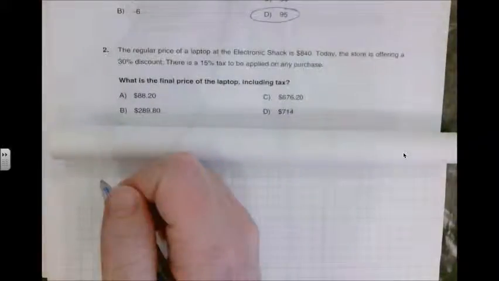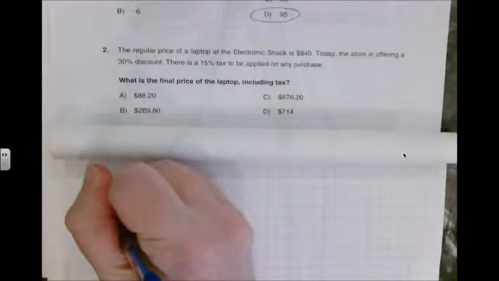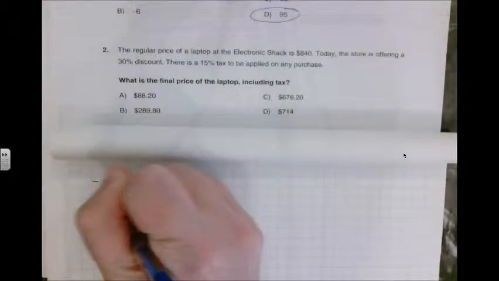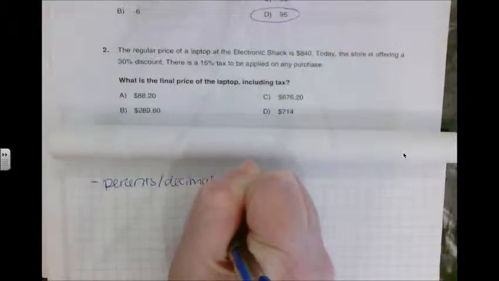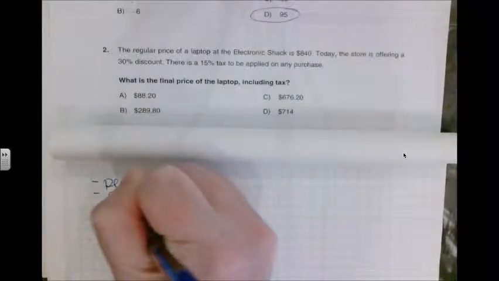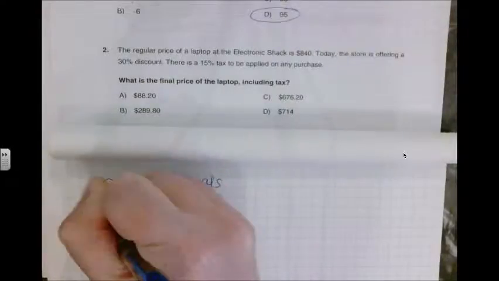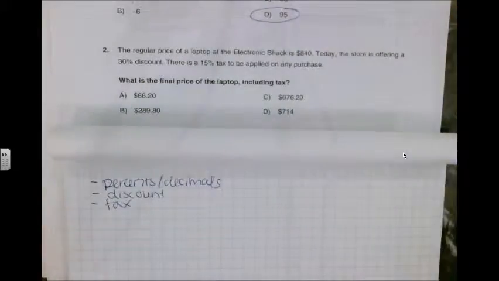So in this question, you're going to have to deal with percents and decimals. It also deals with discount and tax. Okay, so it says the regular price of a laptop at the Electronics Shack is $840. Today, the store is offering a 30% discount. There is also a 15% tax to be applied on any purchase. So what is the final price of the laptop, including the tax?